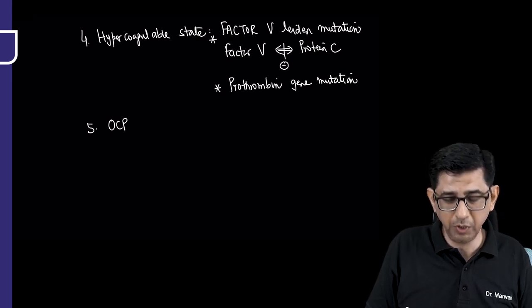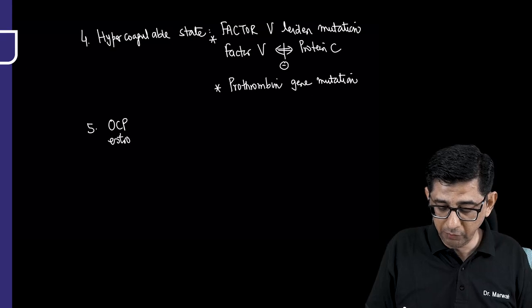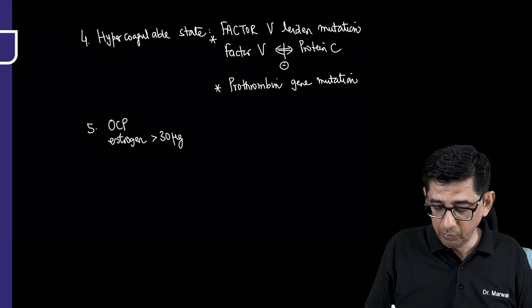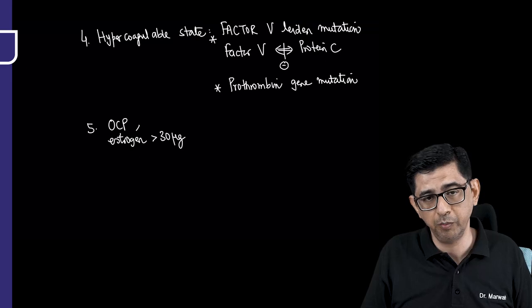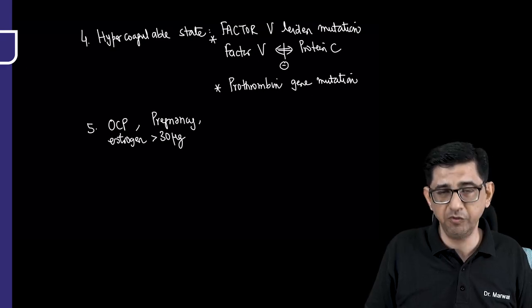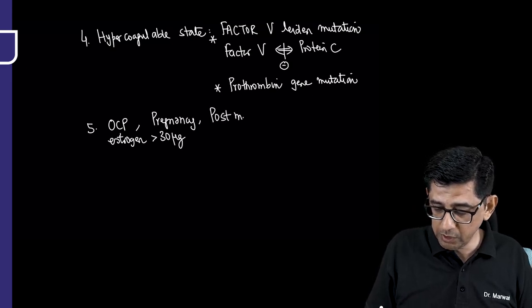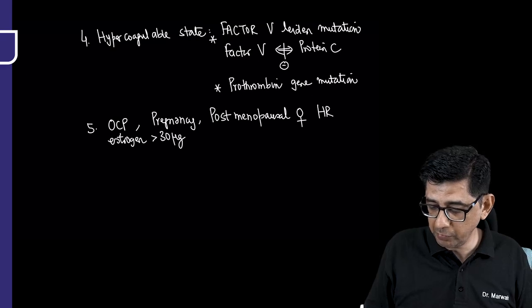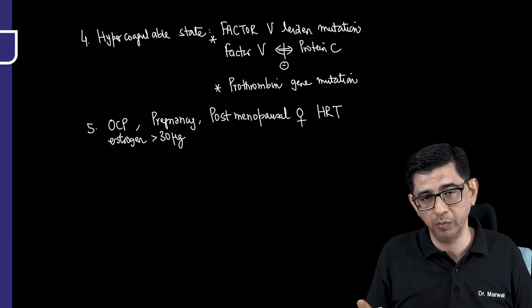Then comes the issue of OCPs, not the current ones, but the older generation of OCPs that had estrogen in high amount. You're aware that the current combined oral contraceptive pills have estrogen less than 30 microgram, but the older generation of OCPs had higher chances of a hypercoagulable state. Then, as I've already explained, during pregnancy, as you study in OBGY, fibrinogen values are elevated, so it's anyway a hypercoagulable state. Then if there is a postmenopausal lady and the gynecologist has decided to start her on hormone replacement therapy, which means estrogen would always be there, estrogen in any amount more than 30 mics increases the hypercoagulable state.